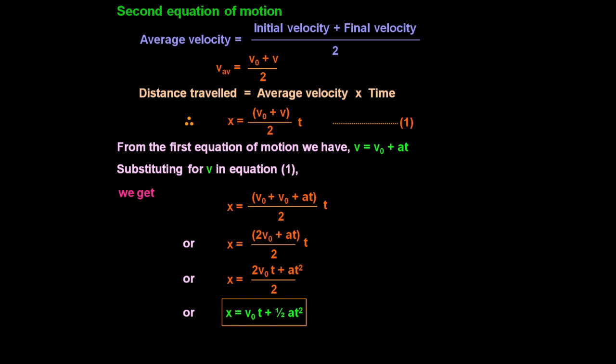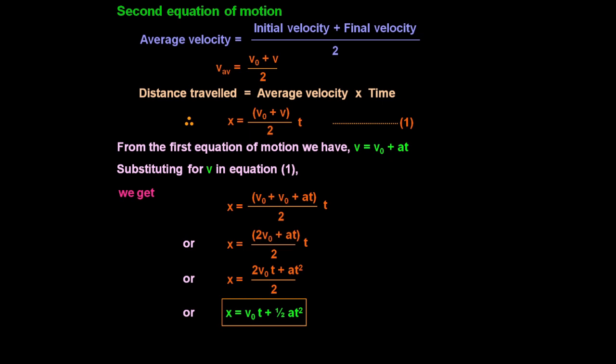We can also use u in place of V naught. Then our displacement equation becomes s is equal to ut plus half at square if we use s in place of x. So displacement is the product of initial velocity and time plus half at square. This is the second equation. So what is the first equation?